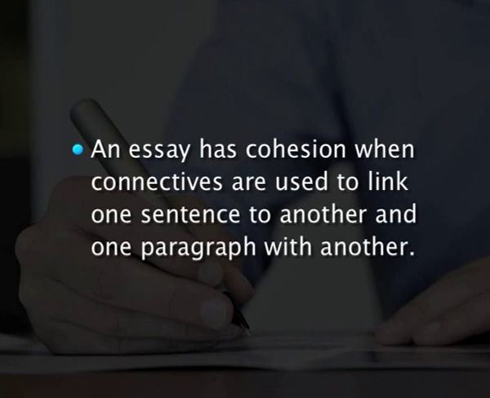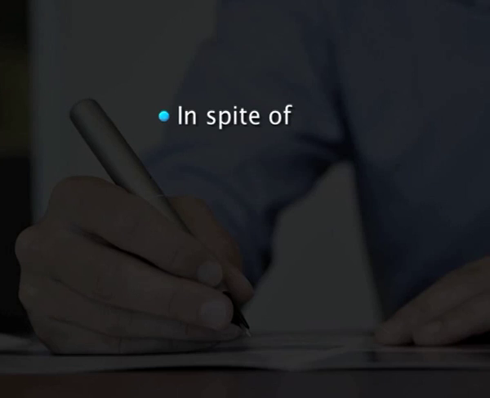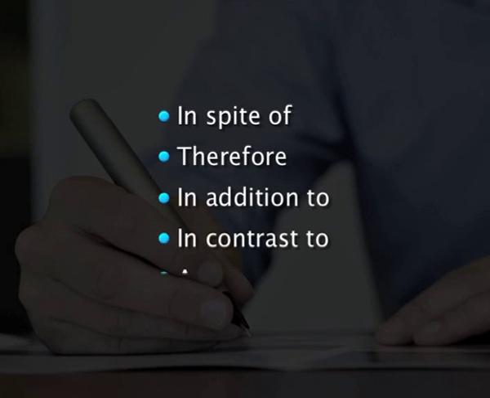paragraph with another. You know what are connectives? The linking devices. For example, in spite of, therefore, in addition to, in contrast to, as soon as, all these are called connectives. An essay has coherence when the thought structure has logical patterning which connects the reader's world knowledge to the presented knowledge of the text.